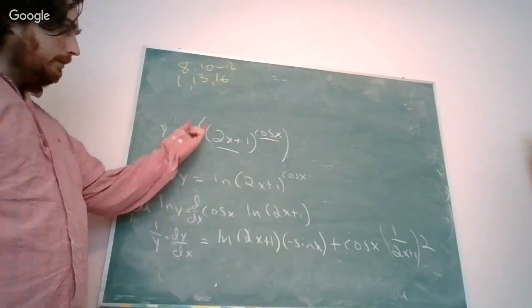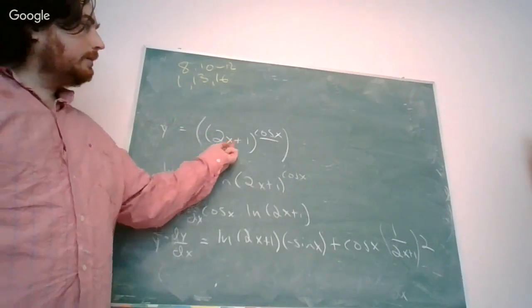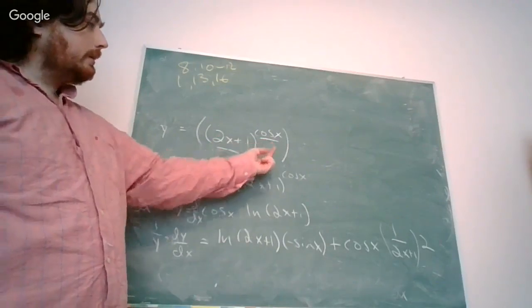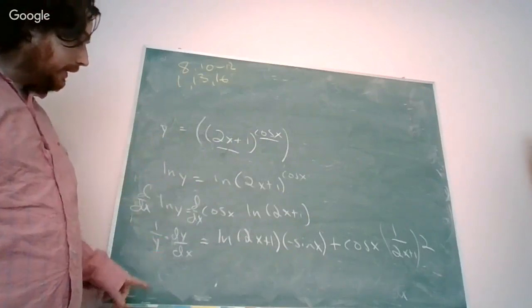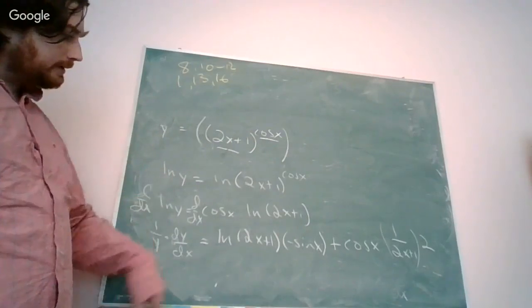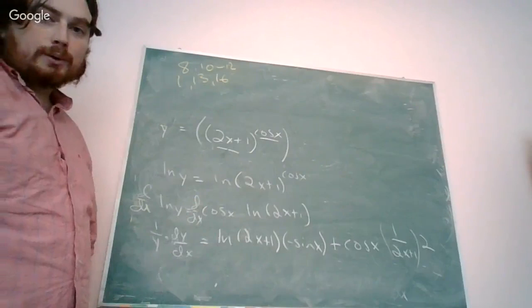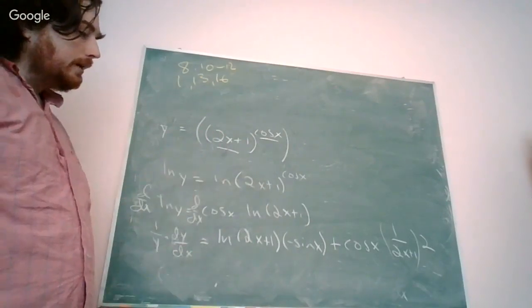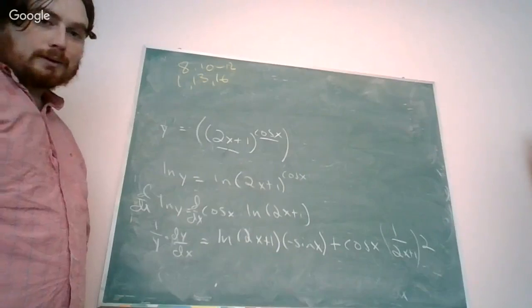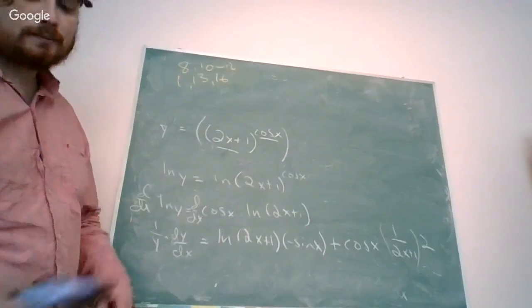So the important part here is that if you have a variable to an exponent variable, you're going to end up having to take the natural log of both sides, differentiate, and you're going to get 1 over y dy dx. Then you're going to have to use a product rule, along with probably a chain rule as well, in order to figure out what the derivative is going to be.